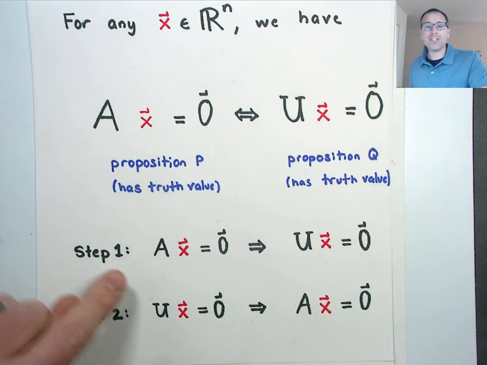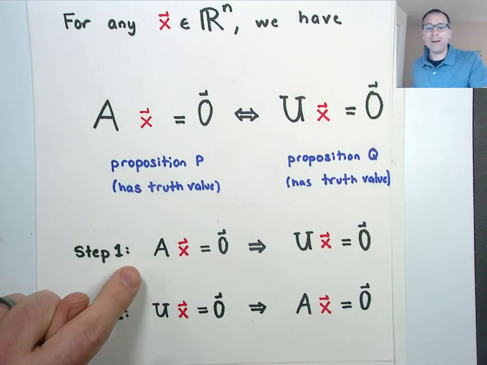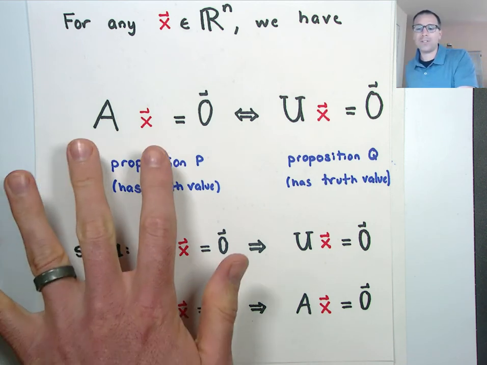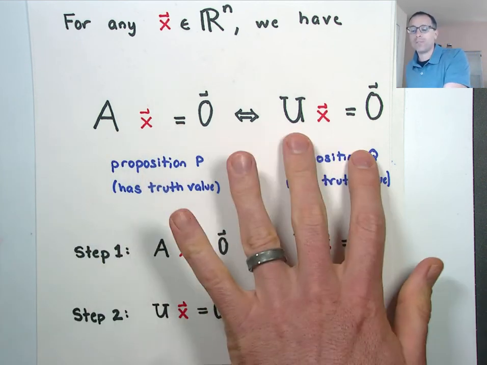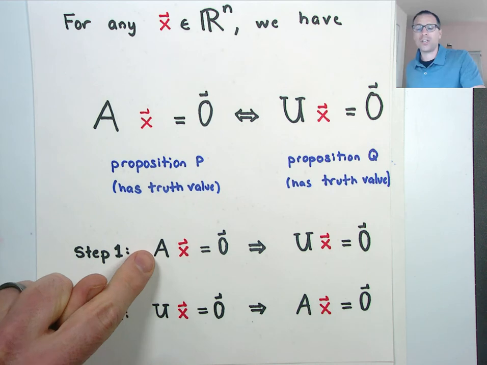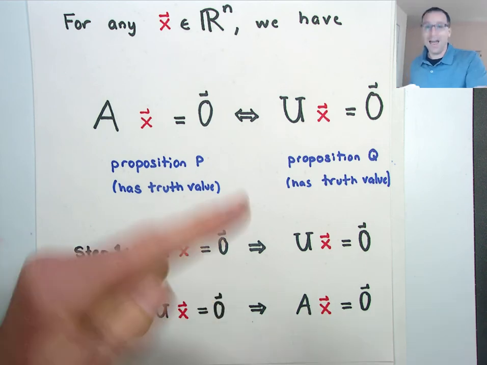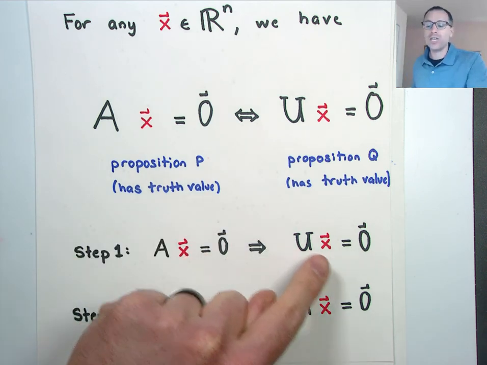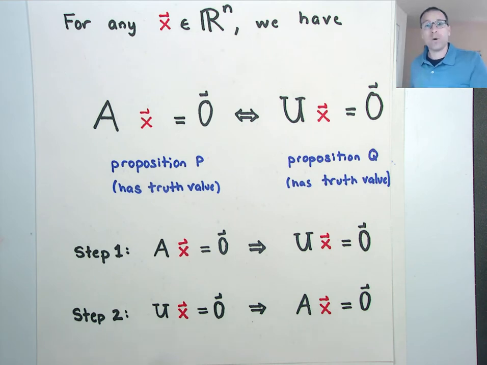The strategy for this proof is going to be to break it into two steps. The first step, we're going to start with proposition P and prove proposition Q. So we're going to start with the assumption A times x equals 0, and then we're going to show that must mean that U times x equals 0. In the reverse, for the second step, we're going to show, hey, start with U times x equals 0, and it must be true that A times x equals 0.